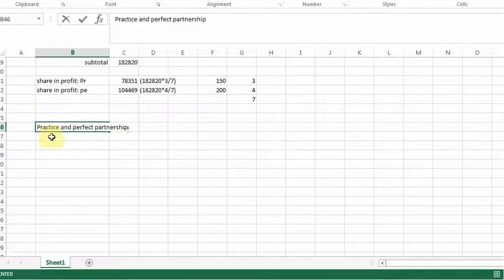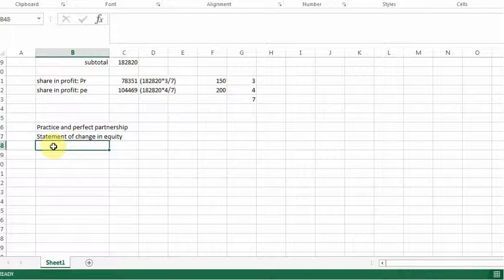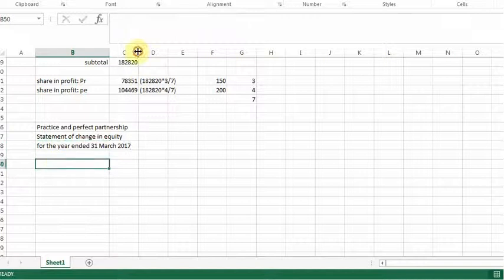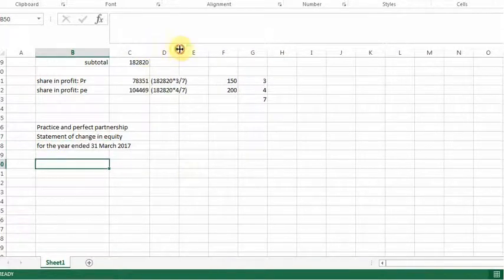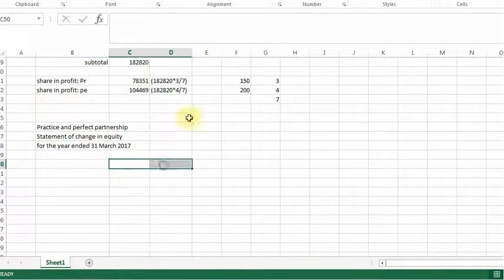And I am then going to say it is the statement of change in equity. And I'm going to say it is for the year ended, and I see in the question the year ended 31st of March 2017. My layout, very important to know. I need to have capitals and current account, so there I just merge to say capital.